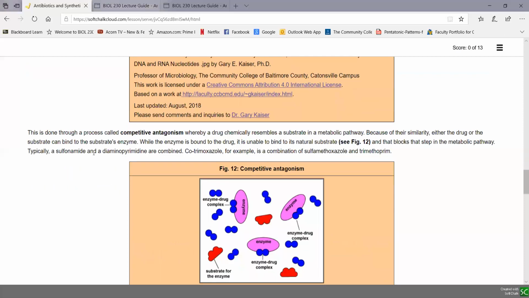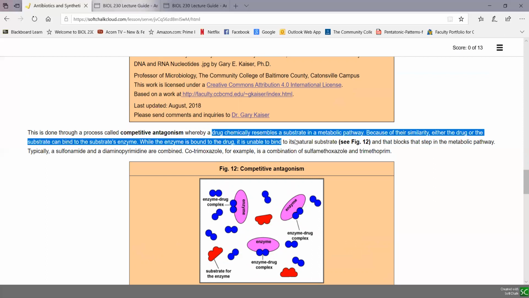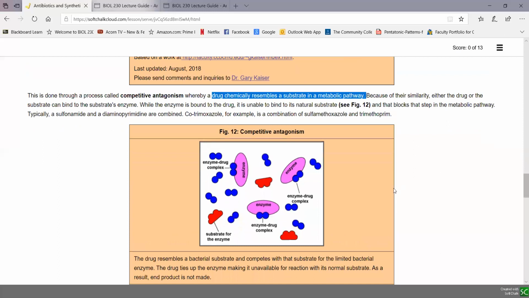And they work through a process called competitive antagonism. So the idea here is the drug we're using chemically resembles a substrate in one of the bacterium's metabolic pathways. So here's a bacterial enzyme. This is the substrate that would normally bind here, but the drug has a similar shape to the normal substrate. And so either the normal bacterial substrate the bacteria wants to use or the similar looking drug can bind to the enzyme.